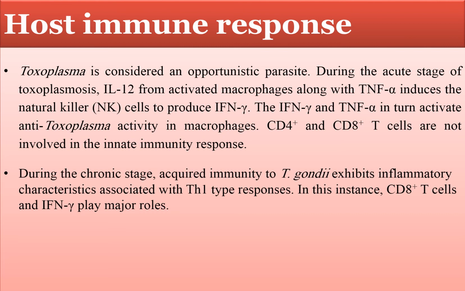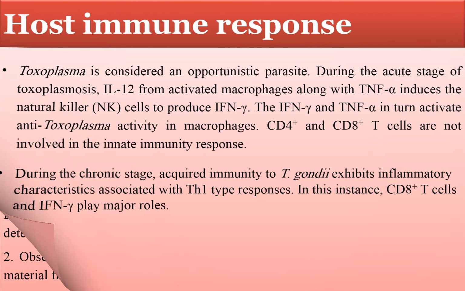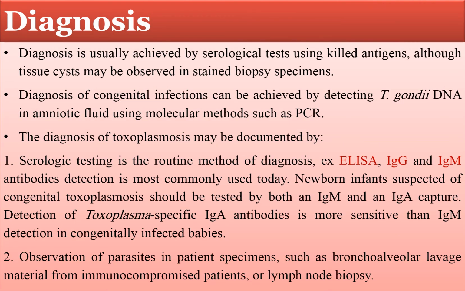During the chronic stage, acquired immunity to Toxoplasma gondii exhibits inflammatory characteristics associated with T helper 1 type responses. In this instance, CD8 T cells and interferon gamma play major roles. Diagnosis. Diagnosis is usually achieved by serological tests using killed antigens, although tissue cysts may be observed in stained biopsy specimens.